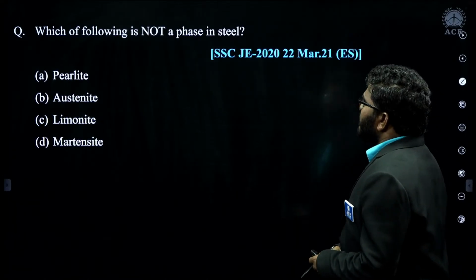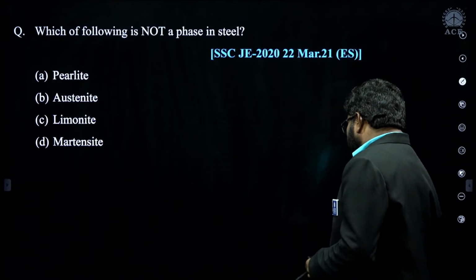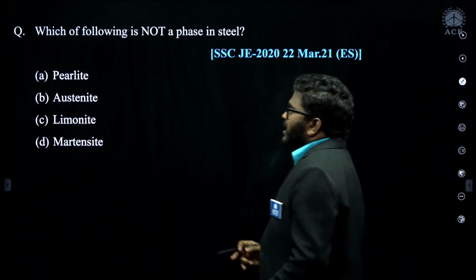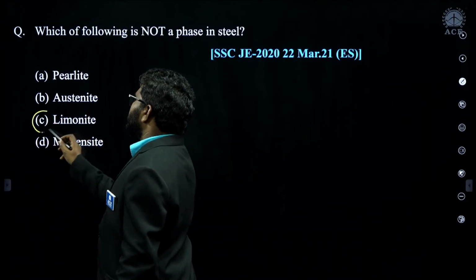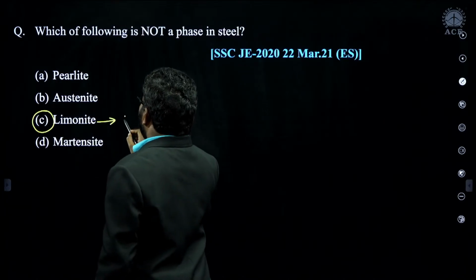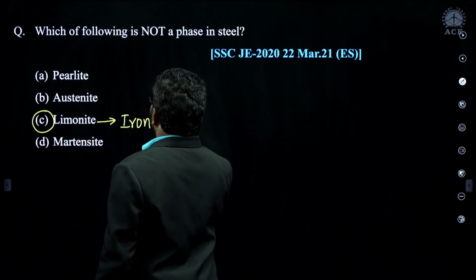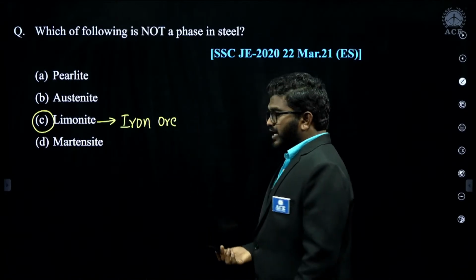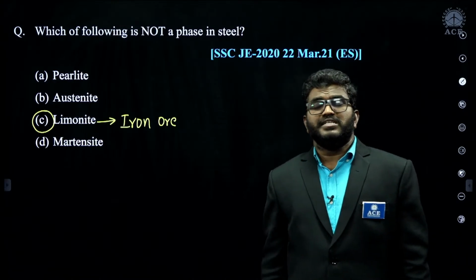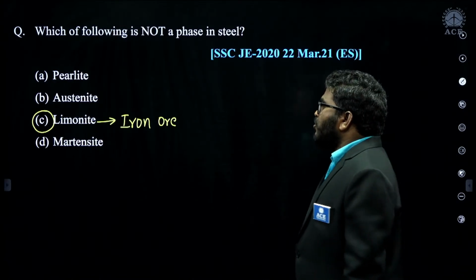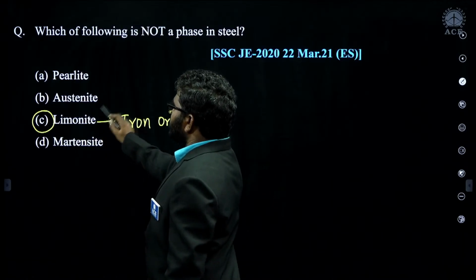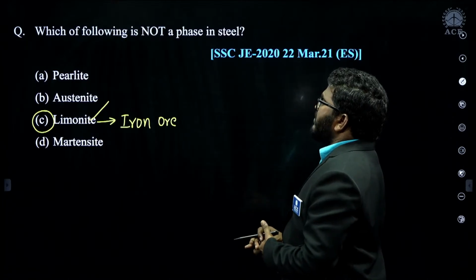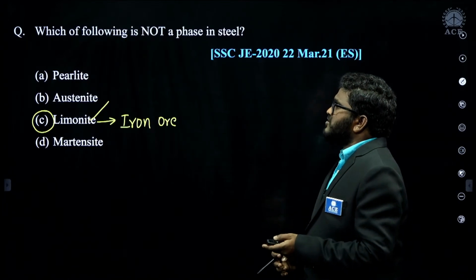Now, which of the following is not a phase in steel? Remember, limonite is not a phase in steel. Limonite is an iron ore, where iron is present in iron oxide form. So limonite is not a phase in the iron cementite phase diagram. So C is the correct answer.